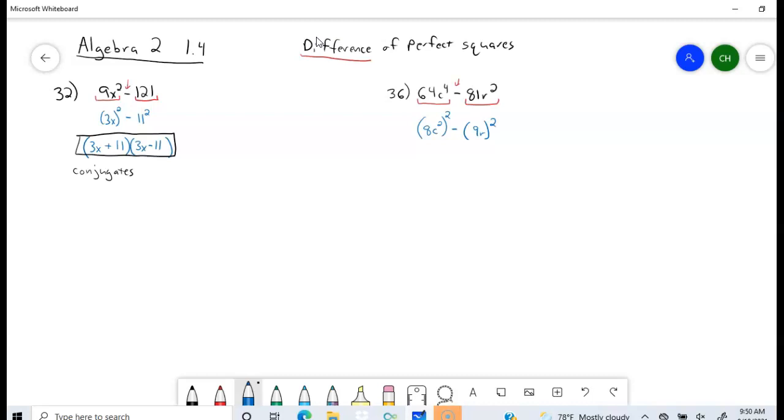If I take the square root of 81, I get 9. If I take the square root of r squared, I get r. So I know that I can do it as conjugates of each other. So I'm going to have something times something. The sign in the middle is going to be opposite of each other. It's going to be the square root of the first one, so 8c squared.